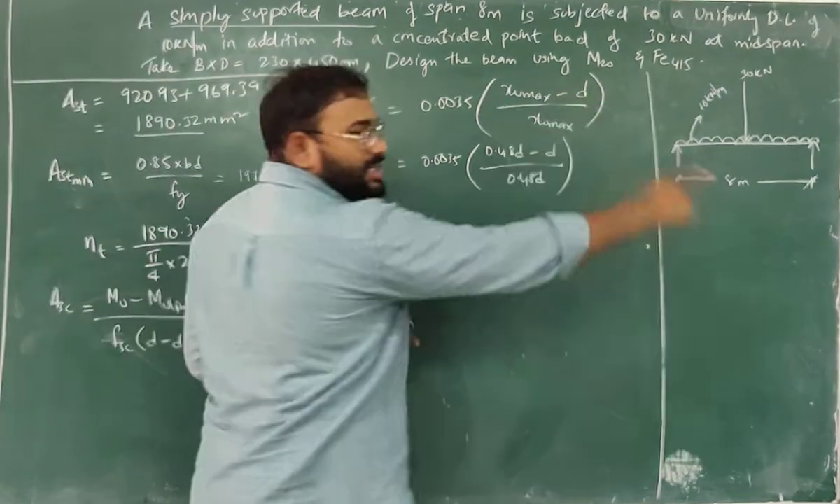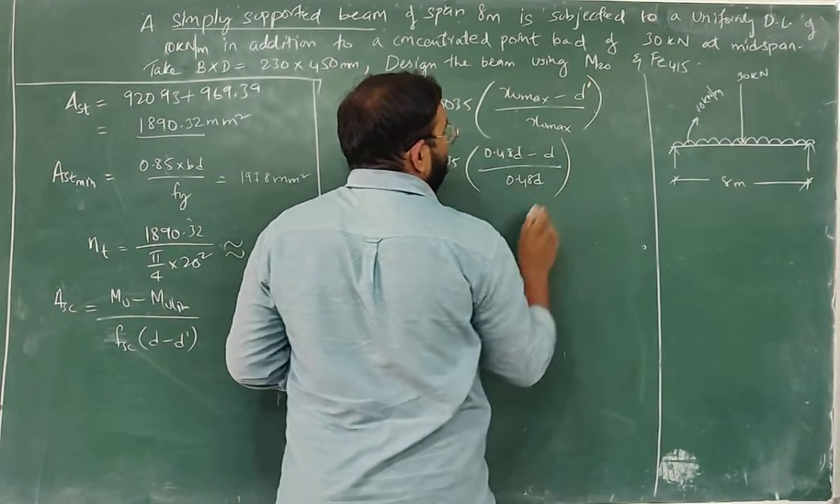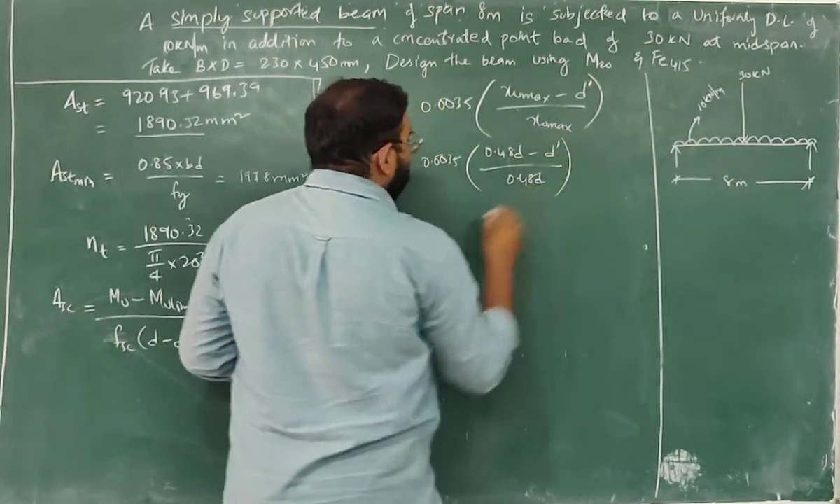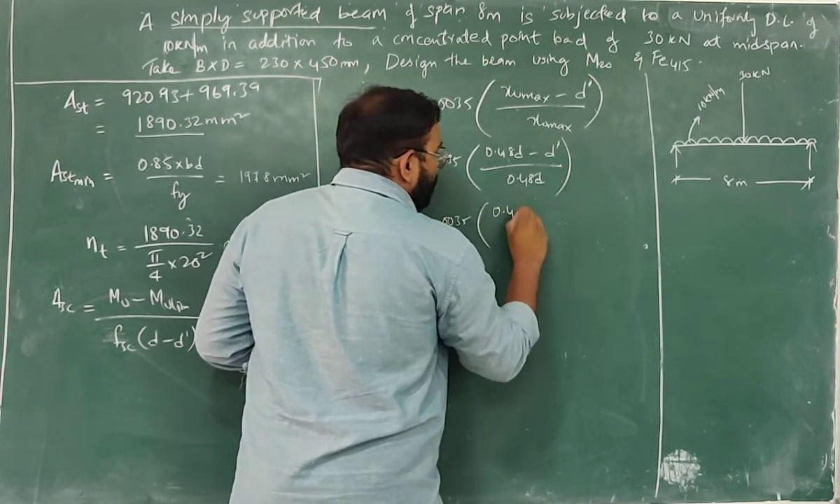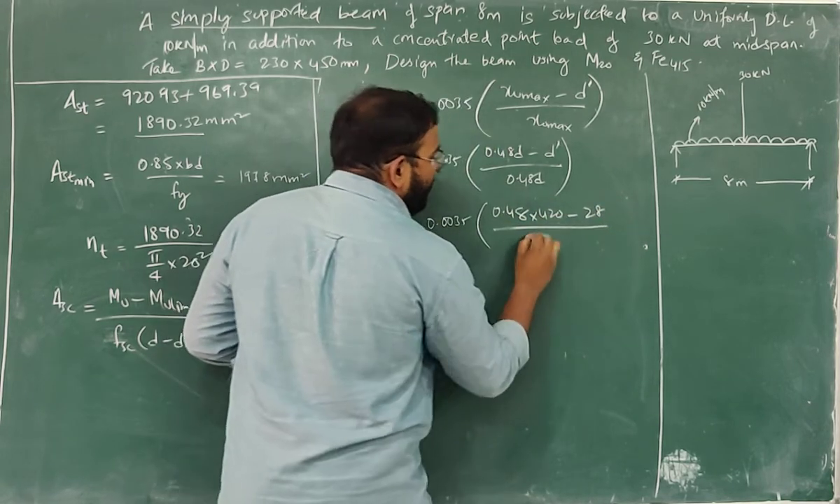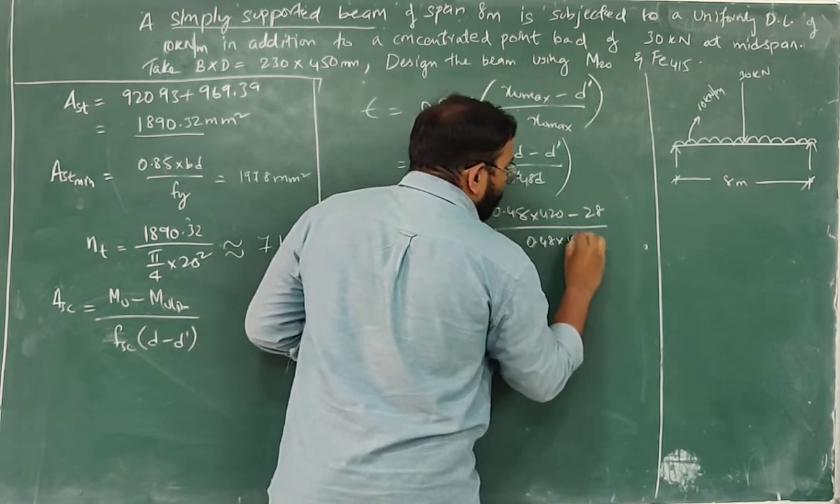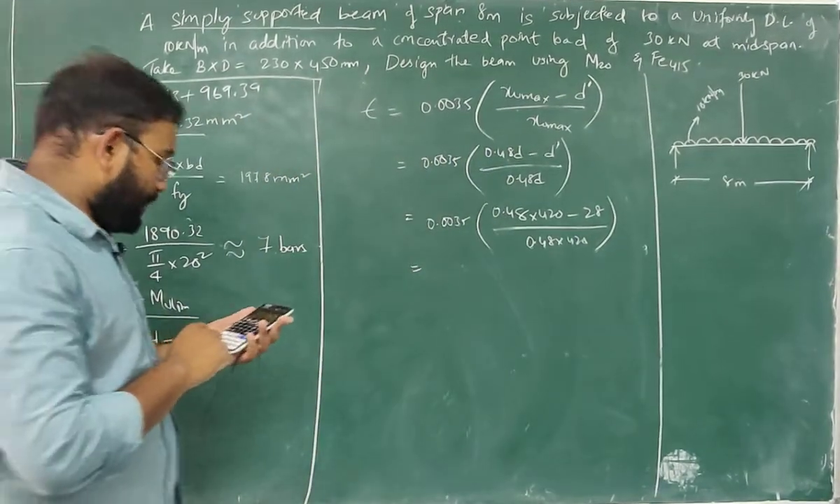xu max minus d dash, I guess. D dash, xu max minus d dash, sorry, d and d dash will not get cancelled. So 0.0035 multiplied by 0.48 into 420 minus 28 divided by 0.48 into 420. Tell me what is the value of strain here?